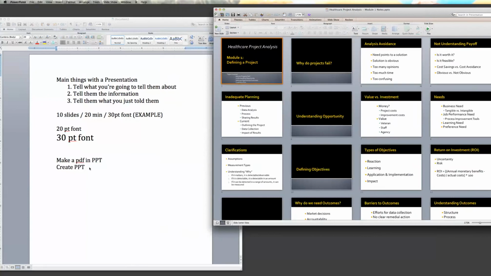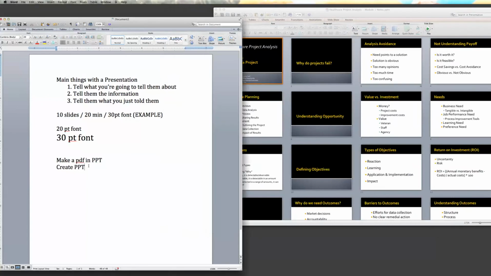Okay, so back over here: create your PowerPoint and save it, so we don't lose it. Then you can do file print and print it to a PDF, or you can do save as PDF. So either print as PDF, or do save as and then choose PDF.